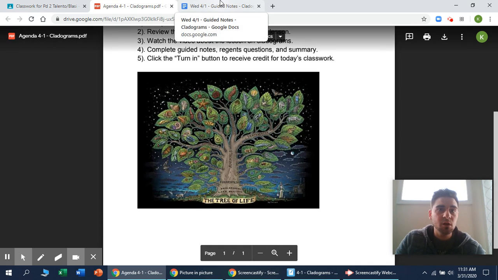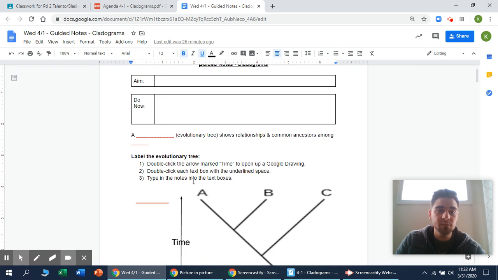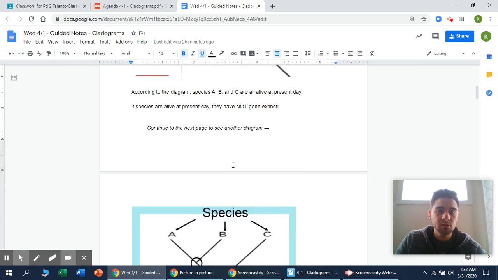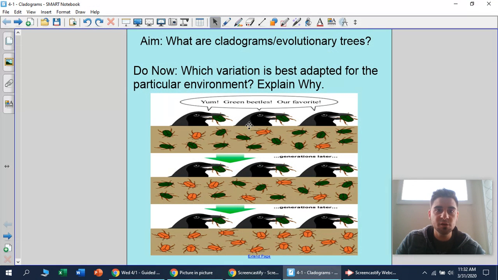Okay? All right, so your guided note should look something like this, where you're going to type in the aim, and then you're going to type in the answer for the do now. Anytime you see a blank, make sure you type in. Okay, so it's going to look something like this. Make sure you have that out in front of you. All right, and let's go ahead and get started.